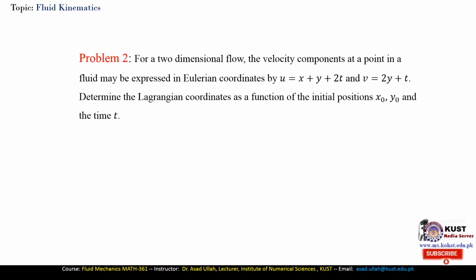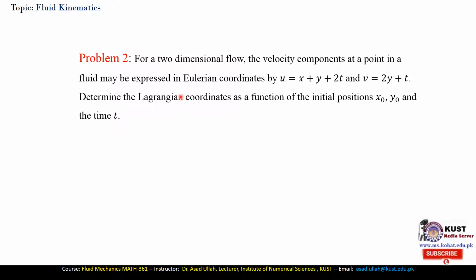Problem number 2. For a two-dimensional flow, the velocity components at a point in a fluid may be expressed in Eulerian coordinates by u is equal to x plus y plus 2t and v is equal to 2y plus t. Determine the Lagrangian coordinates as a function of the initial position x naught, y naught and time t.